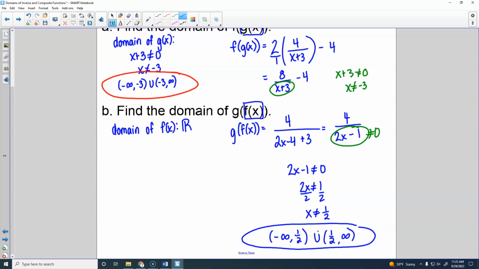So is that like, let's say, a vertical asymptote or something? Yeah, on this one it would look like a vertical asymptote, yeah.